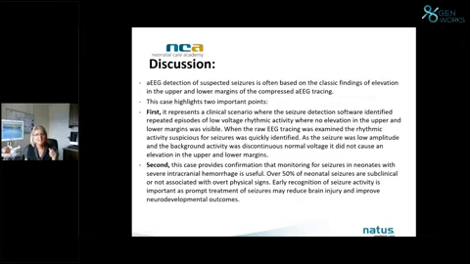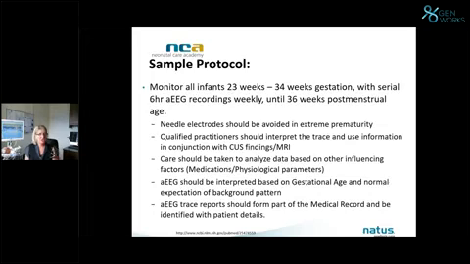So I just want to finish off by sharing with you a sample protocol of monitoring AEEG in preterm infants. A sample protocol could look something like this: you might want to monitor all your infants between 23 and 34 weeks gestation. You might not want to do it continuously. Maybe you're going to do serial AEEG recordings on a weekly basis, unless there is pathology that you really want to look at. We often avoid needle electrodes in the extremely preterm infants because of the underdeveloped layers of the skin.